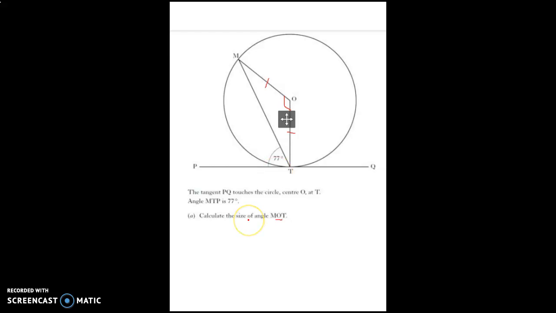The next thing we see is we have a tangent and a radius. And we know a tangent and a radius meet at 90 degrees. So if this is 90 degrees, then we know this needs to be 90 degrees as well.